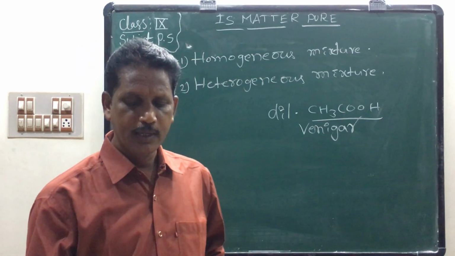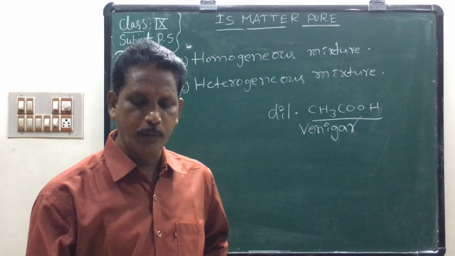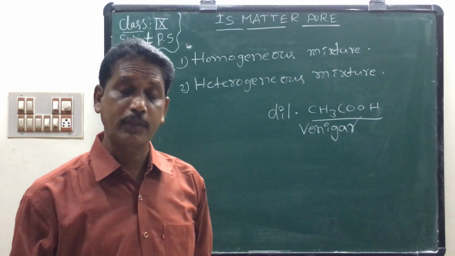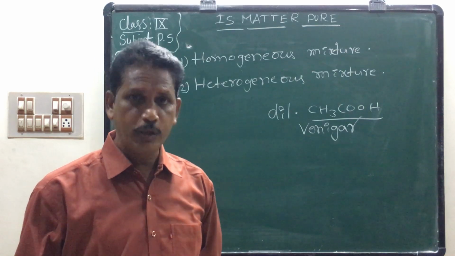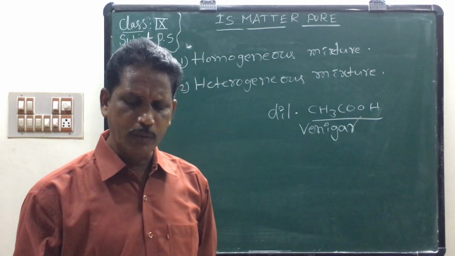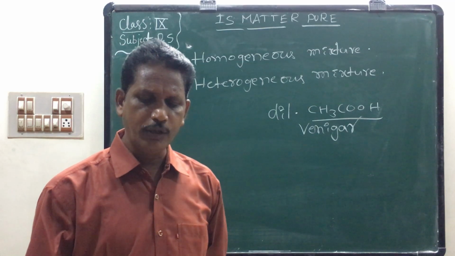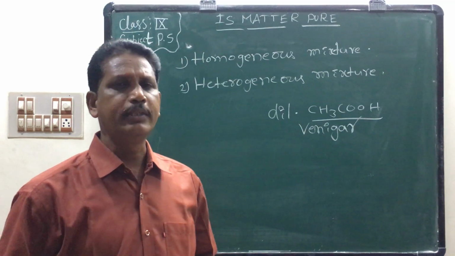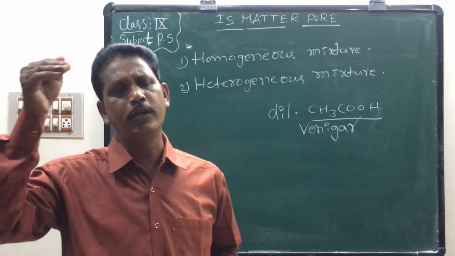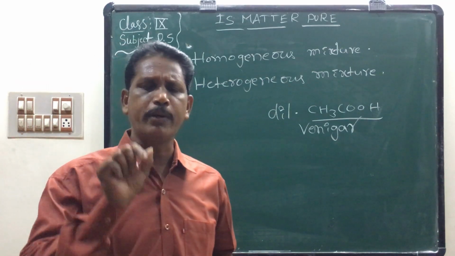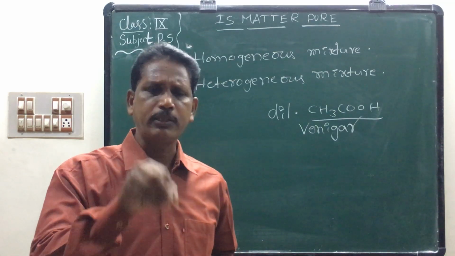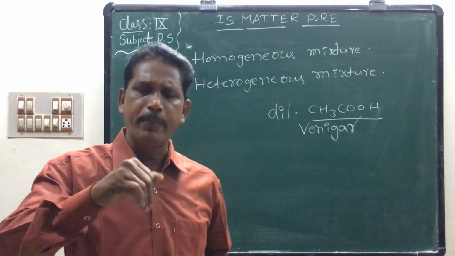Take 2 test tubes and add 1 teaspoon of salt to both the test tubes. Add water to one test tube and kerosene to the other, and stir them. Take 1 spoon of salt in one test tube, and 1 spoon of salt in the other test tube. The first test tube contains water and the other test tube contains kerosene. In the first test tube, the salt is completely dissolved.